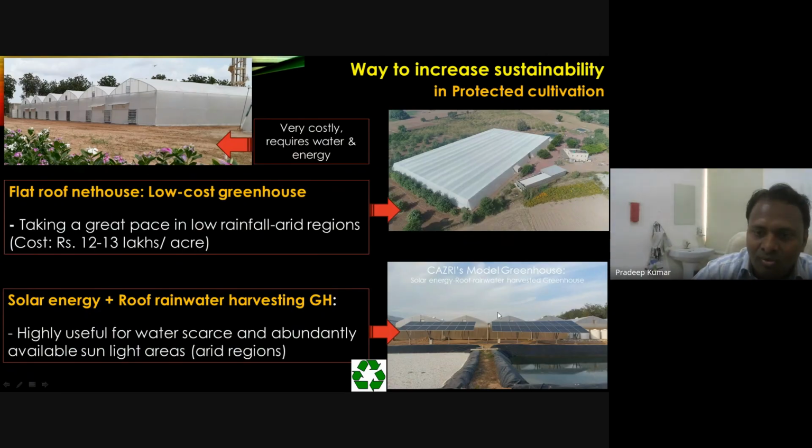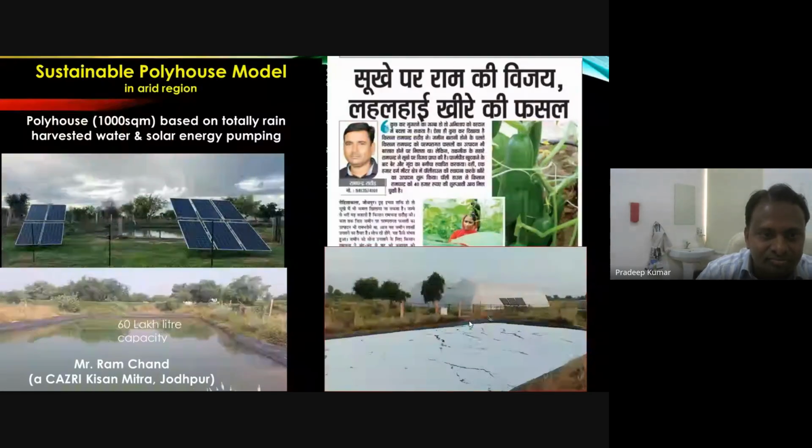Wherever polyhouses are there, solar and water bodies, a water harvesting pond, are essential. Now they are integrating these, and this is giving a good return in terms of saving energy and having good quality water that is being used in the irrigation.